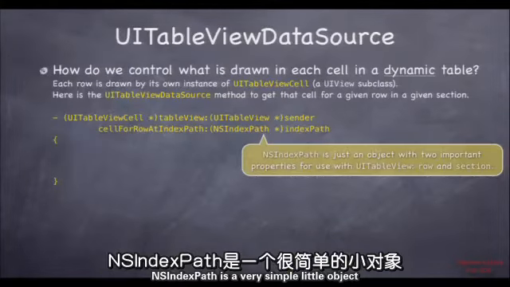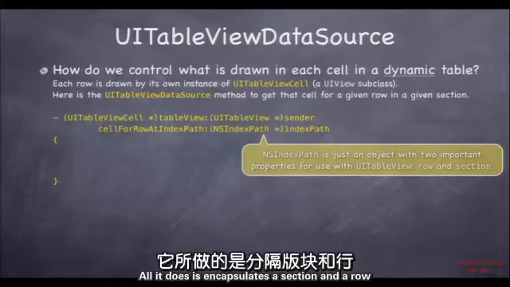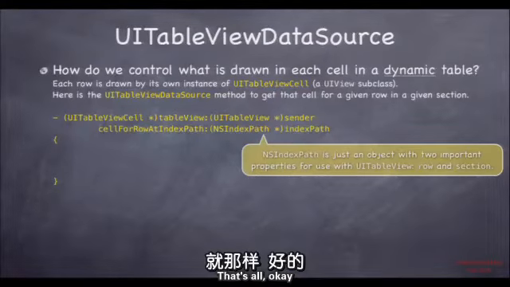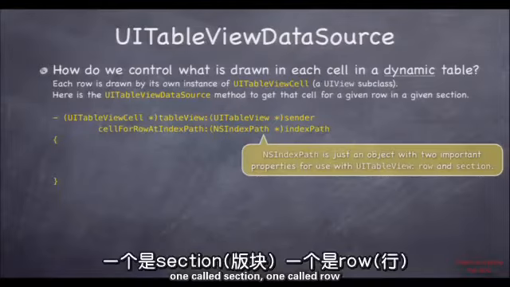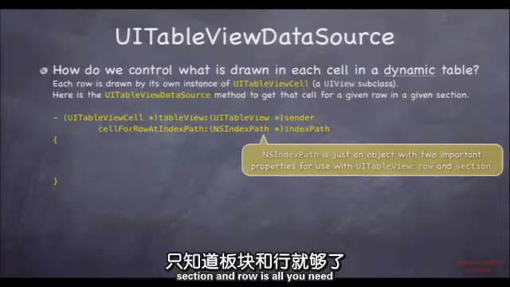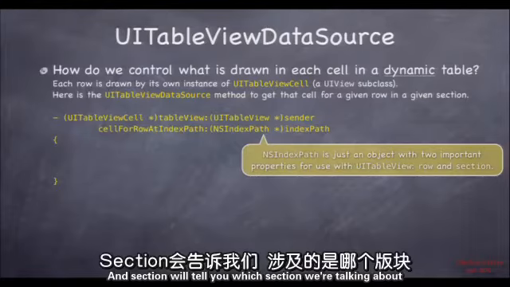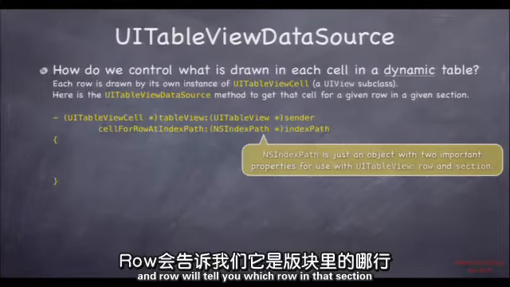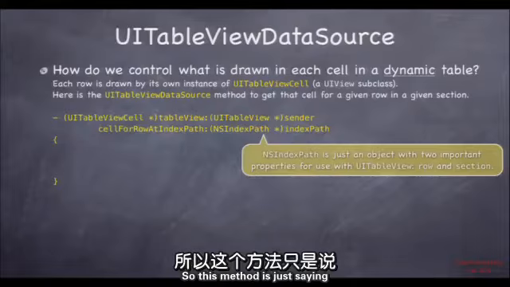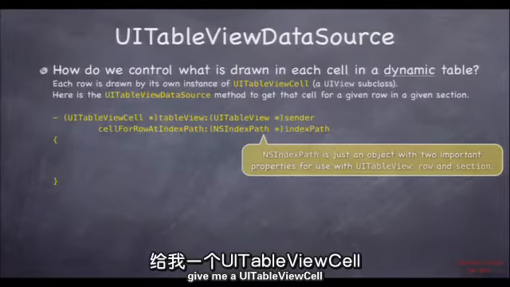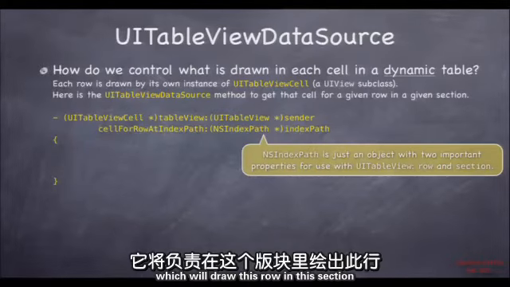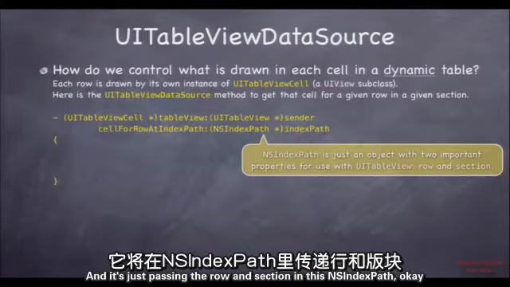NS index path is a very simple little object. All it does is encapsulate a section and a row. That's all. So it has two properties, one called section, one called row. It has some other stuff, but those are for table view. Section and row is all you need. Section will tell you which section we're talking about, and row will tell you which row in that section. So this method is just saying, give me a UI table view cell which will draw this row in this section. And it's just passing the row and section in this NS index path.